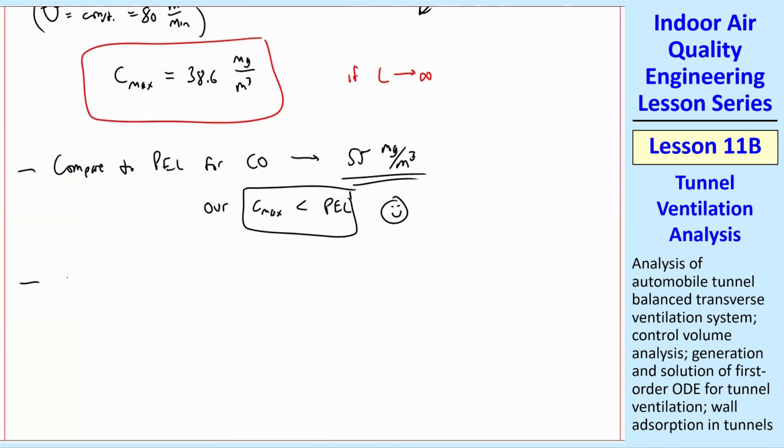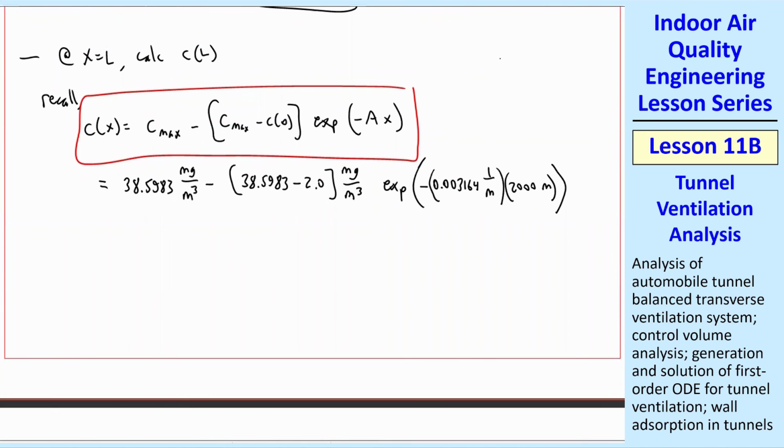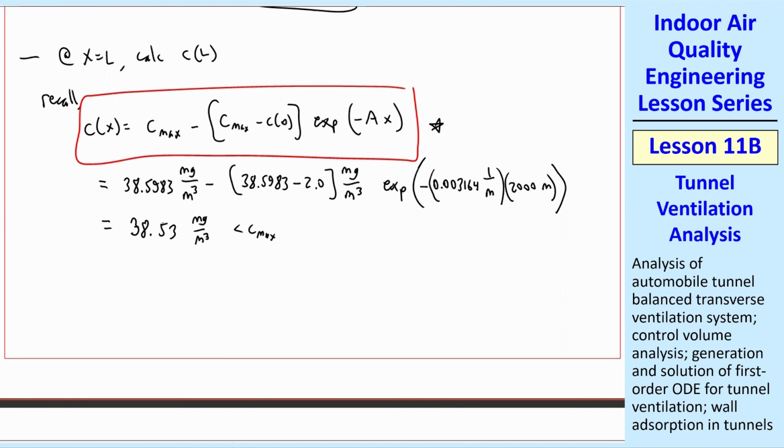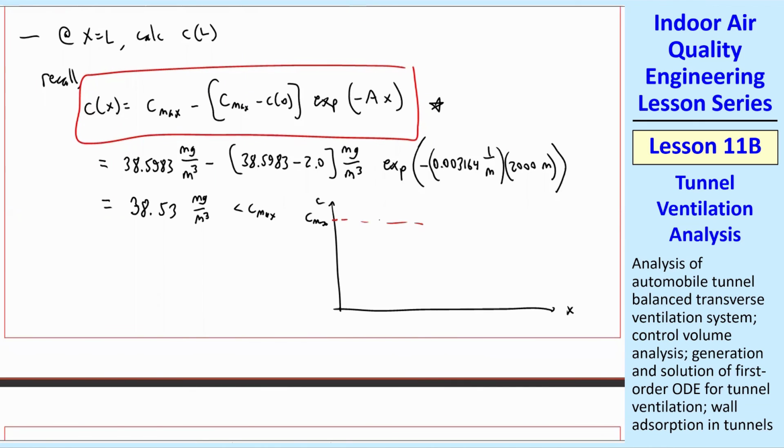I also asked, at x equal L, calculate C. I wrote down this equation that we had previously and then plugged in all the numbers, and got 38.53 milligram per meter cubed. It's a little bit less than Cmax, but not much. Instead of 38.6, we have 38.5 basically. So in summary here, for this particular problem, C will go up to Cmax, a little bit beyond that. And so we have a slightly smaller C than maximum.